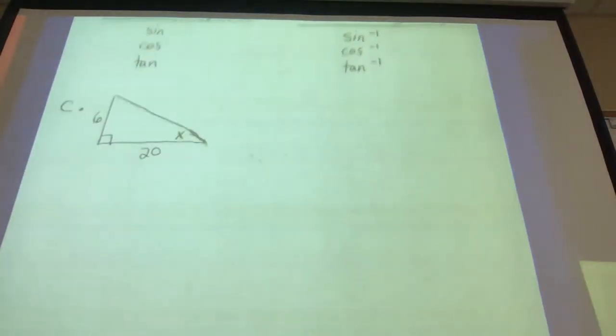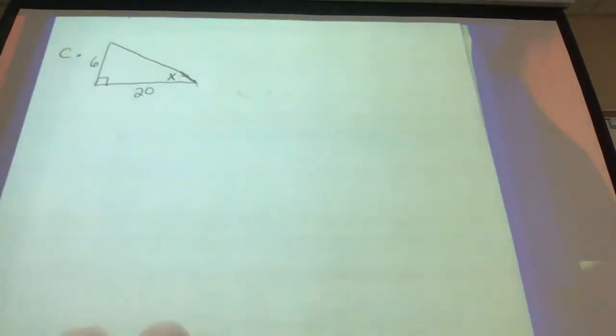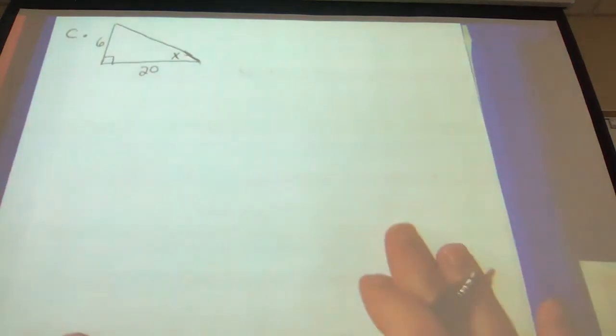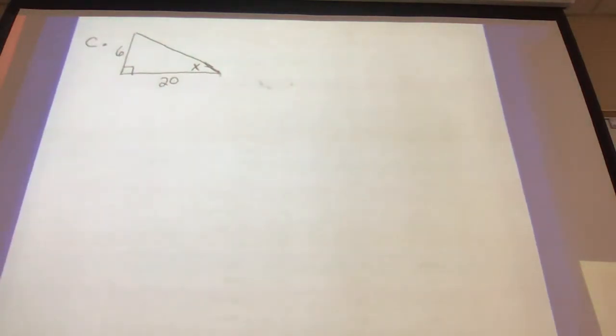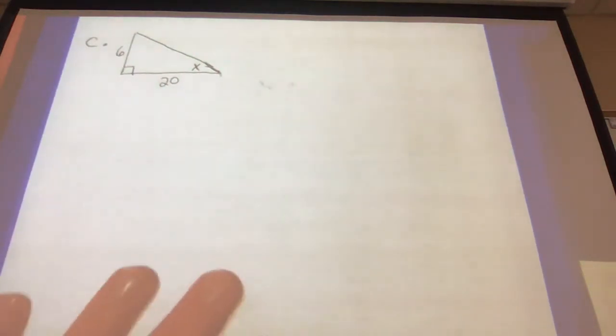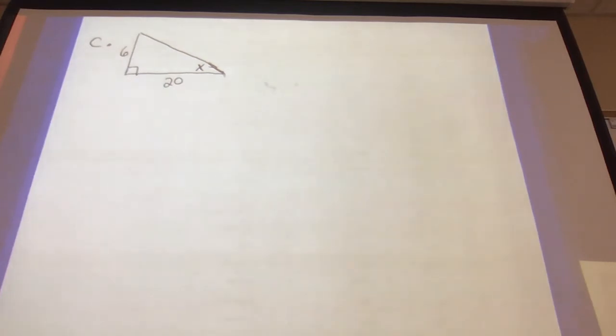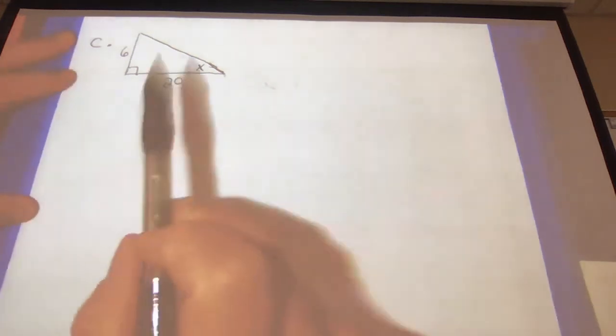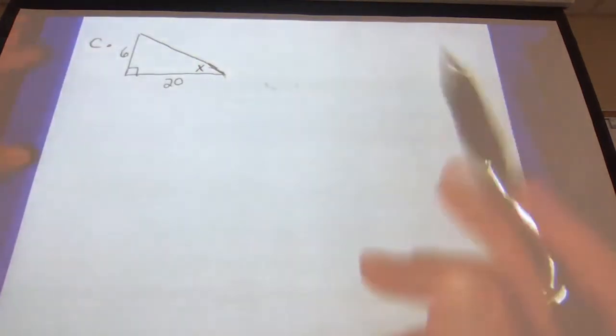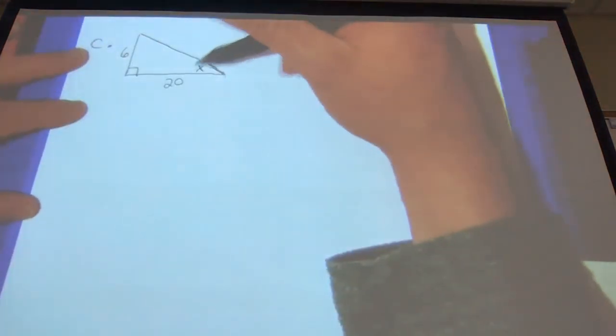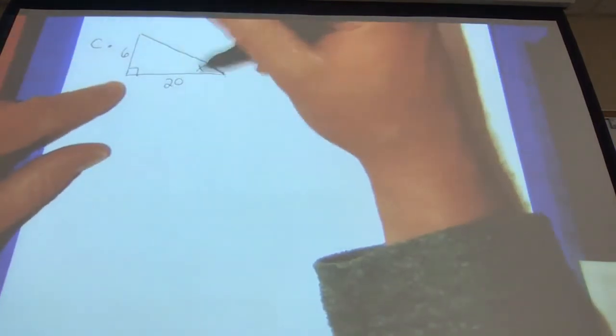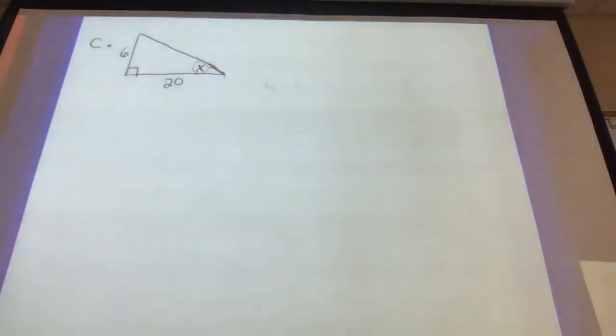The difference this time around is that the x, instead of being a side, is one of the angles. But from there, it's pretty much the exact same thing we've been doing. You've got your right triangle, so we're going to use SOHCAHTOA. We're going to start with our non-right angle that they give us. The non-right angle they give us is the x.